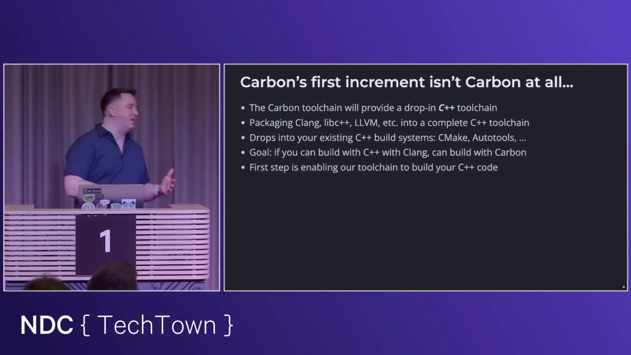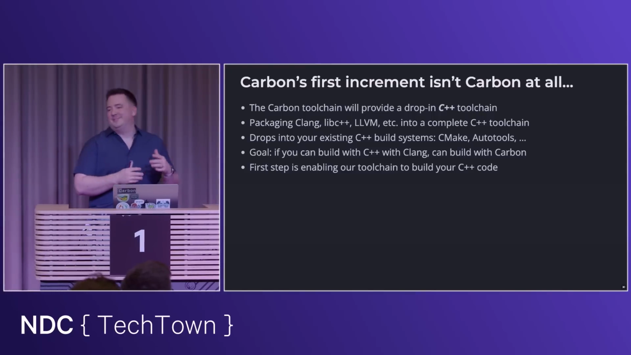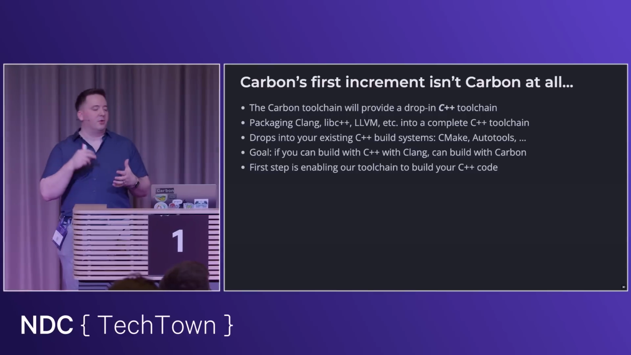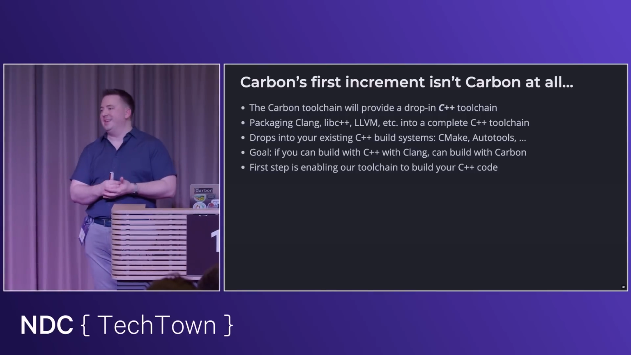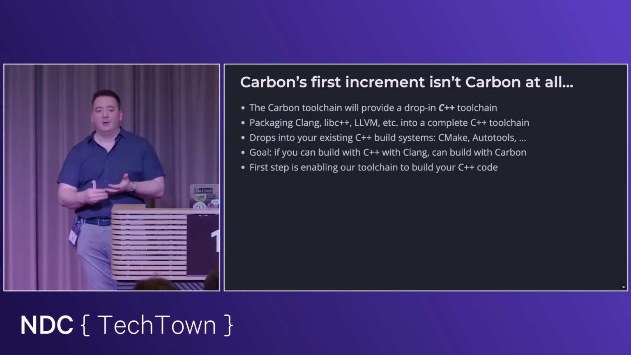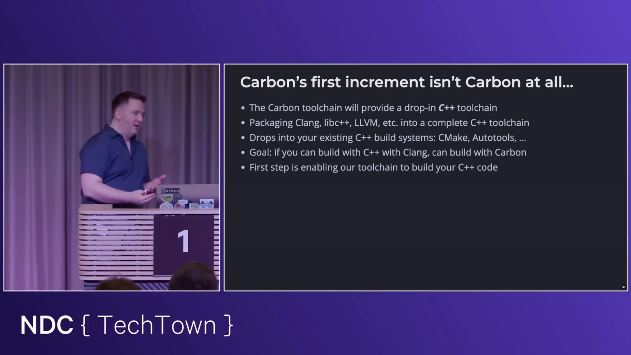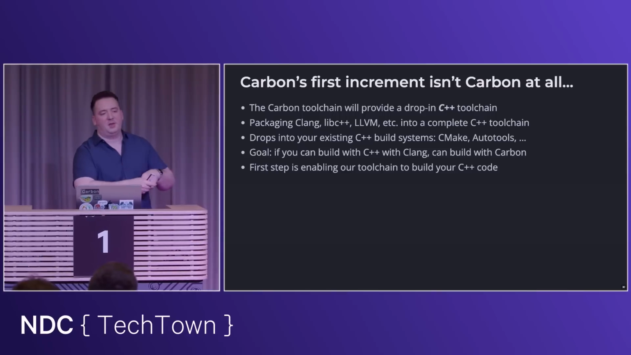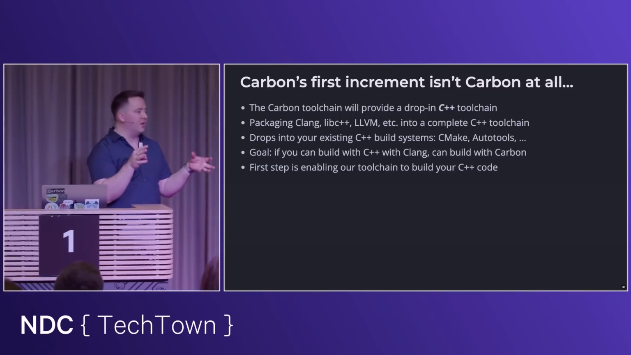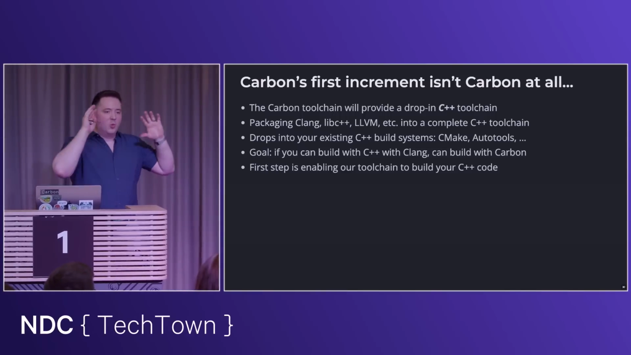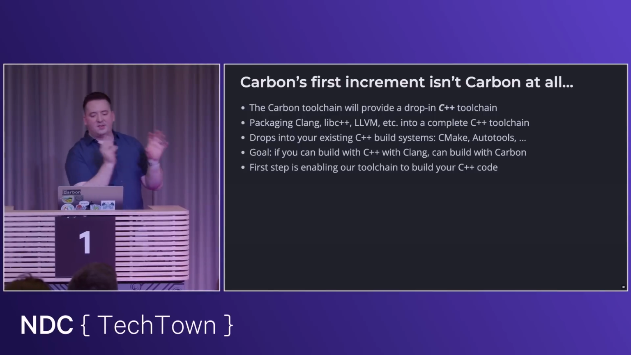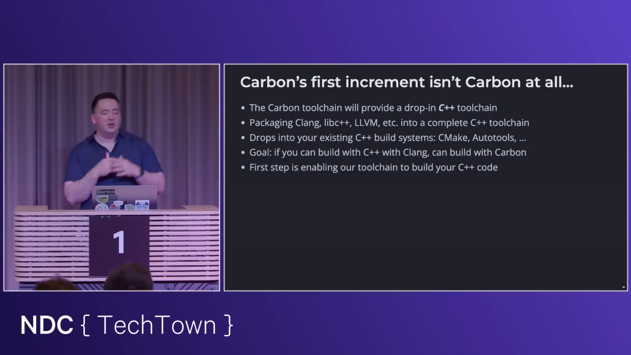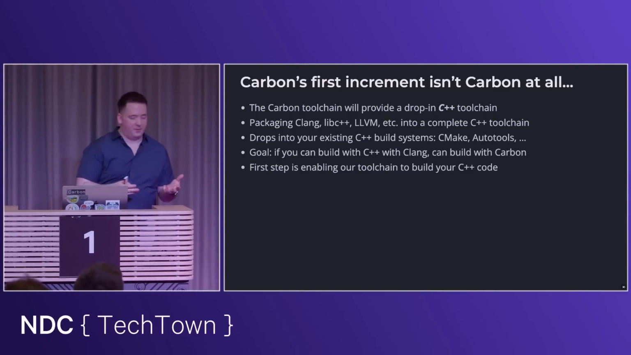The first increment of Carbon's migration isn't Carbon at all. The Carbon toolchain is actually going to provide a drop-in C++ toolchain for your C++ code. And that's actually the very first thing we want. We want to package up Clang and libc++ and LLVM and all of the different components into a complete, really nice, really well-packaged C++ toolchain that you can just put into your existing build system and use to build your existing C++ code.